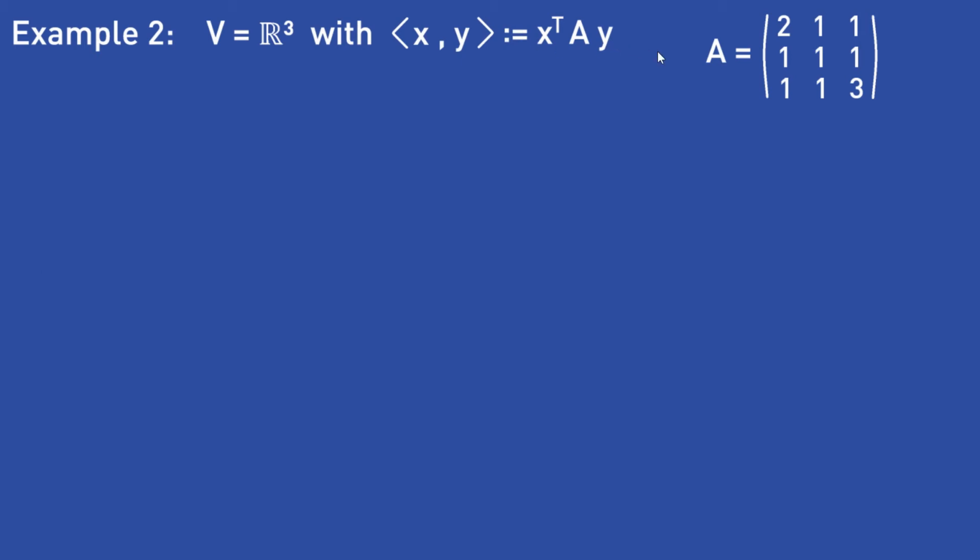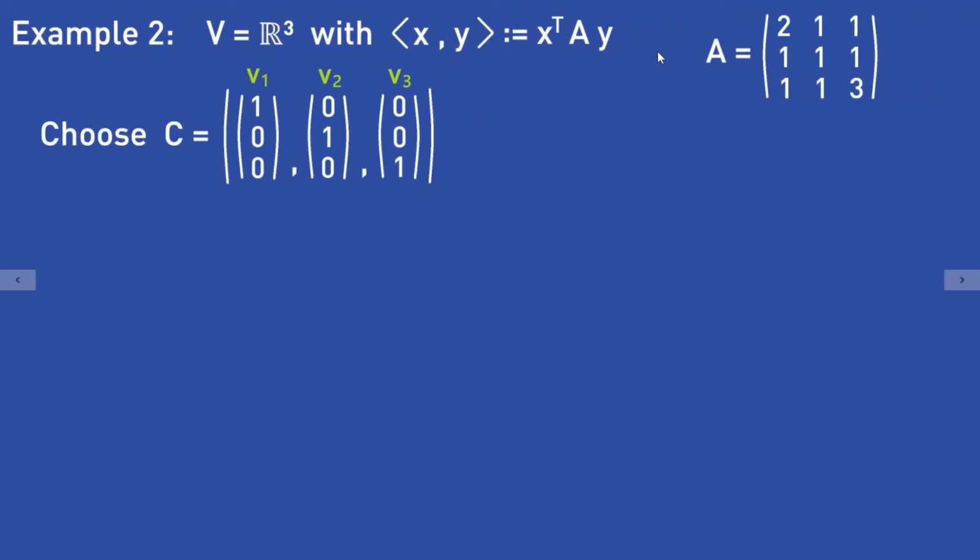For the orthogonalization, we need a given basis C of R3. In this case, we can choose our basis C ourselves. We will choose the standard basis of R3. So C is equal to the standard basis of R3, which looks like that here. So this here is v1, that here is v2, and this here is v3.